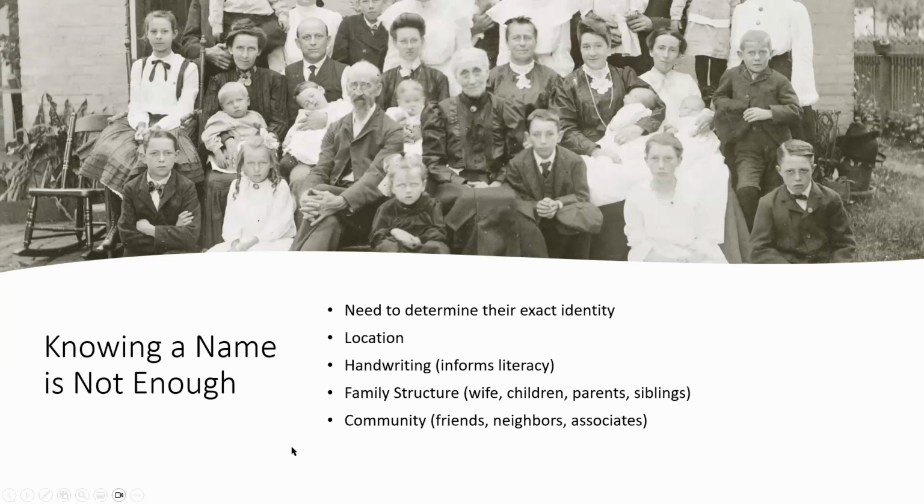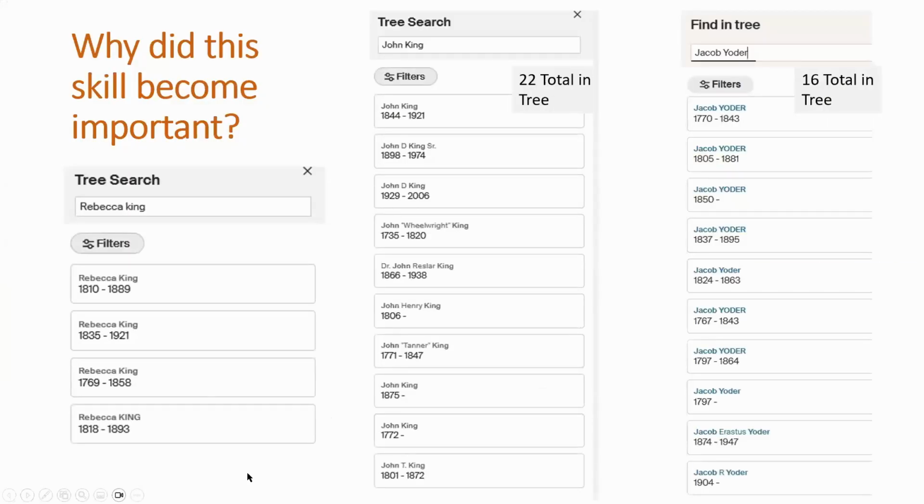Now, just to give you a sense of why this talk is so important for me, in my family, we seem to do really well with having many names over and over again. You can see I have 4 Rebecca Kings. That's not really that many, but you can see 3 of them were born 1810, 1818, and 1835. And the biggest difficulty is the one that died in 1889 versus the one that died in 1893, especially because they lived near each other in Somerset County, Pennsylvania. And so there's a lot of confusion amongst those 2 women.